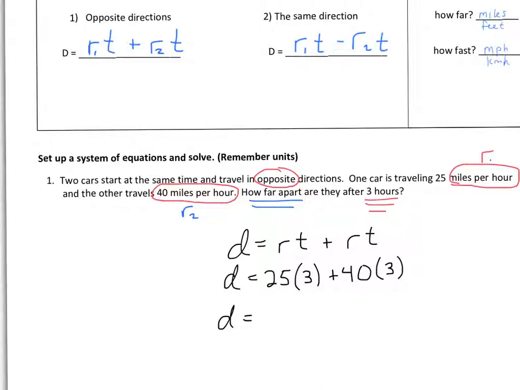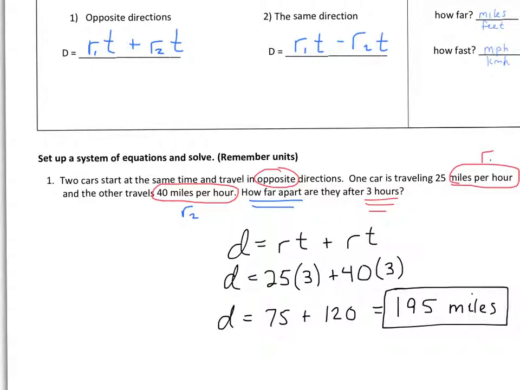Brittany, what'd you get? 75 plus 120. Good, Brittany. So 75 plus 120 is equal to 195. Now what are the units we put on the 195? Matt. Good, Matt. It's going to be miles, because they want a distance. Okay, good. So that's all you got to do. There's no system involved. Just setting up one equation and solving.